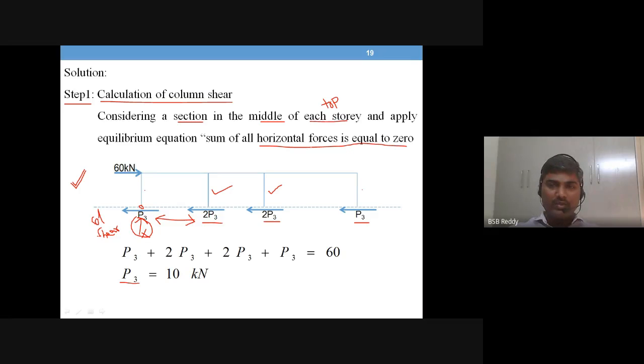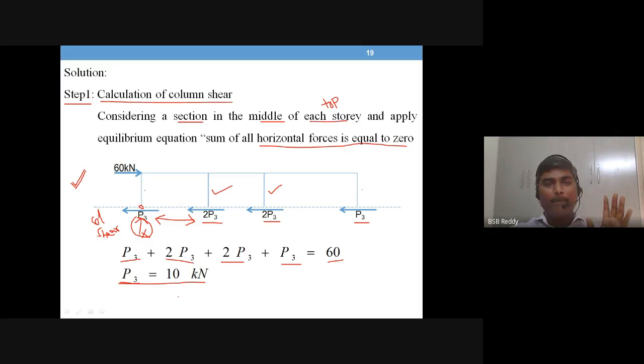Now you apply the sum of all horizontal forces equal to 0. So for all four columns you add P3 plus 2P3 plus 2P3 plus P3 is equal to 60. Or else you first write an equation form, all forces acting towards left are positive, and forces acting towards right negative, means minus 60 is equal to 0. The next step you have this equation. So it is 6 times P3 is equal to 60. Then the P3 value is 10.